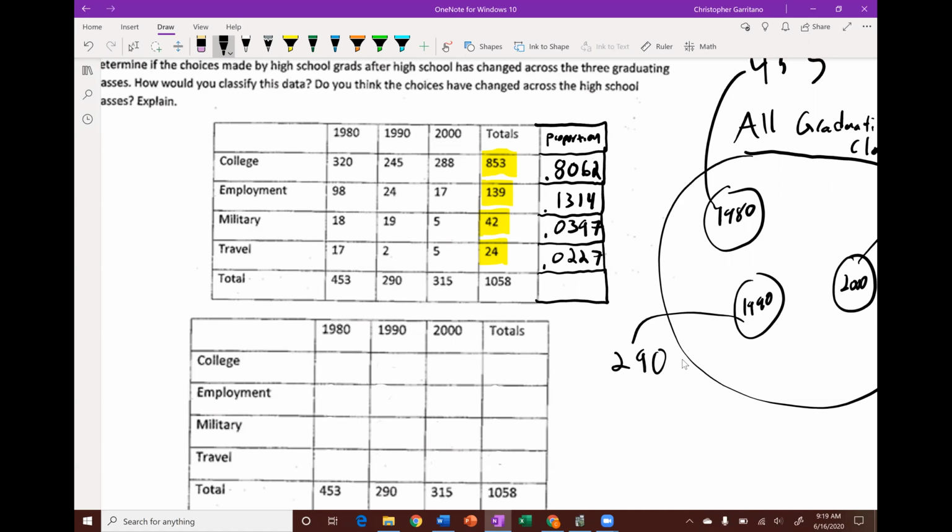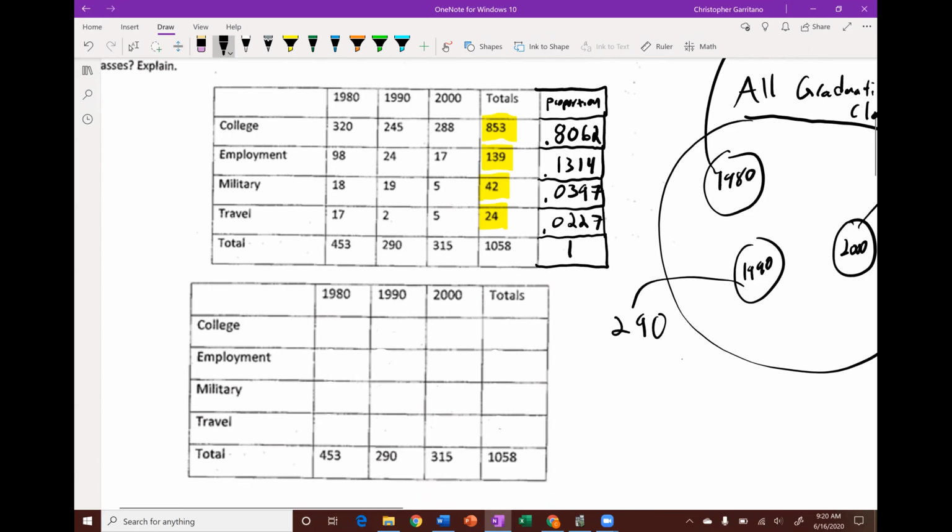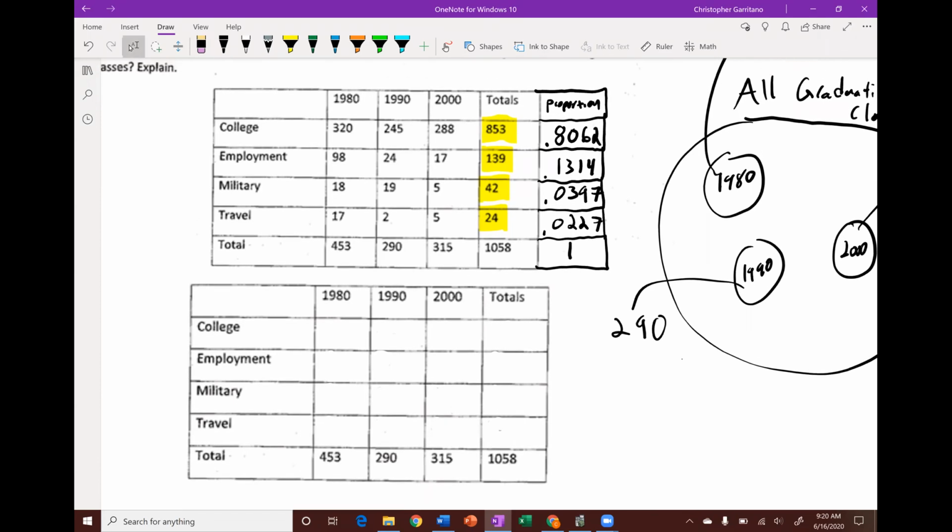A good way to check that you calculated these proportions correctly is to, you guessed it, sum them together and see that they sum to 1, or at least close to 1. There might be a little bit of rounding errors, but you want something very, very close to 1. All right, so now you see below here the same table, but blank, except for the totals. So this top table is what I'm going to call the observed table. And this bottom table is going to be what I call the expected.